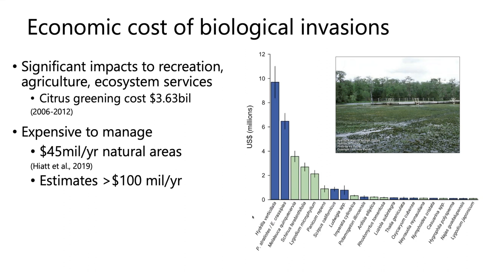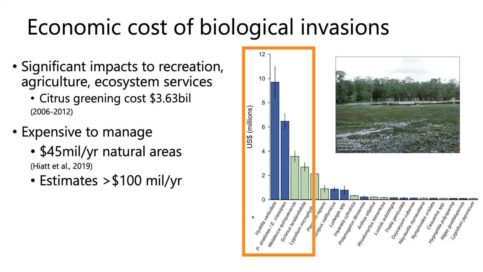But in terms of management and thinking about how much it costs to manage the species, just on natural areas of our state, so our national parks, our state parks, and some of our county natural areas, it's estimated that $45 million per year is spent just on those acres. That's not the entire state. And you can see that these are color-coded. The blues are aquatic plants and the greens are terrestrial plants.